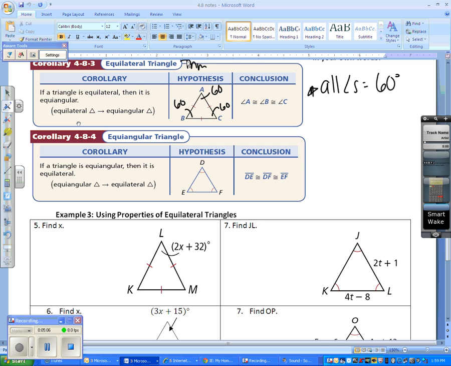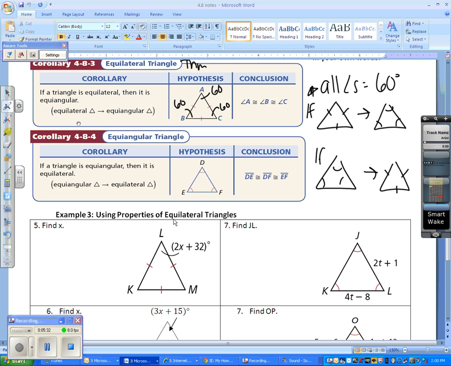The equiangular triangle is kind of like the converse. If I tell you all the angles are equal, and thus all the angles are congruent and 60 degrees, then all the sides are going to be congruent. So if I wanted to draw it as pictures, if I have this, then I know all the angles are congruent. And conversely, if you flip it, if all the angles are the same, then that means all the sides are going to be the same.